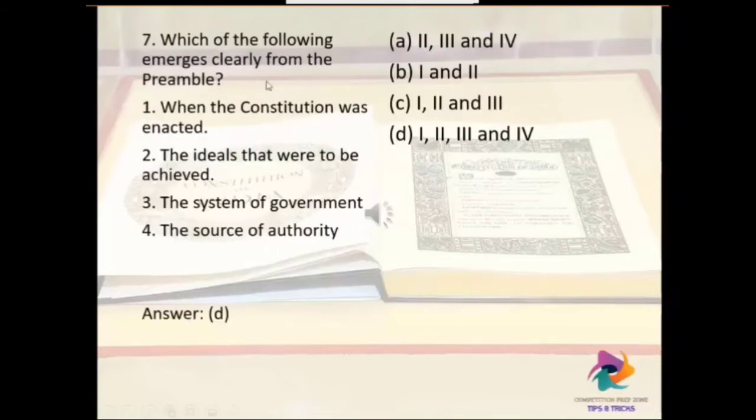Now let's look at question number 7. Which of the following emerges clearly from the preamble? 1. When the Constitution was enacted. 2. The ideals that were to be achieved. 3. The system of the government. 4. Source of the authority. We have to select the correct option now. A. 2, 3 and 4. B. 1 and 2. C. 1, 2 and 3. D. 1, 2, 3 and 4. And the correct option is D. That is, all 4 of these statements are clearly visible in the preamble of the Constitution.